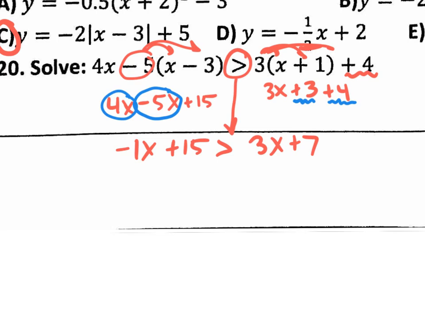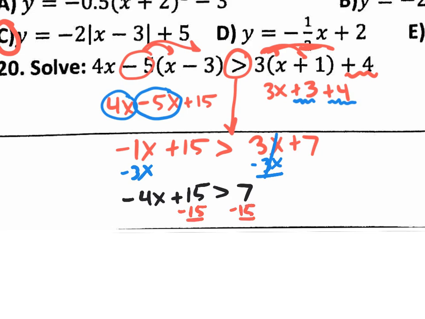And now let's get x by itself on one side. The problem is we have x's on both sides. So I recommend moving the x to the left, okay? Because if you move the x to the right, you're going to have to flip the whole thing anyway. So let's move the x to the left by subtracting 3x, subtracting 3x. Our new inequality reads -4x plus 15 is greater than 7. My next step would be to subtract 15, subtract 15. We end up with -4x, this cancels out, is greater than -8.